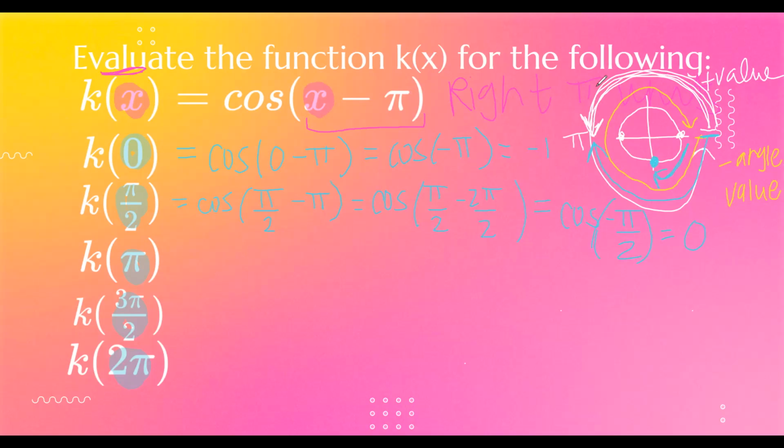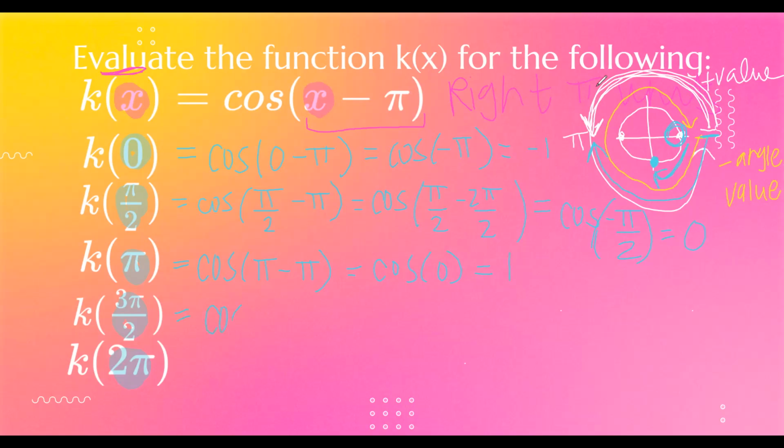Let's try pi, k of pi. That's going to be cosine of pi minus pi. And this one's cool because then we just get cosine of 0, which means we don't have neither a positive nor negative rotation. We're just ending up right here on our unit circle at 0 radians. And that coordinate is 1, 0. So cosine of 0 is 1.